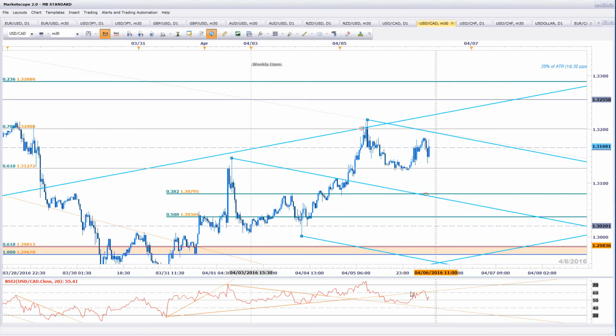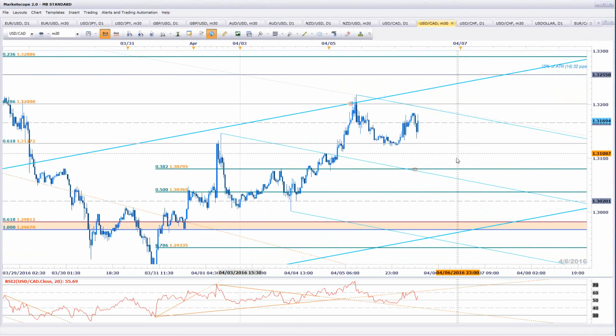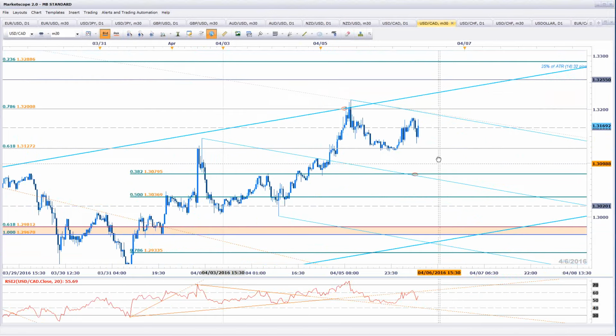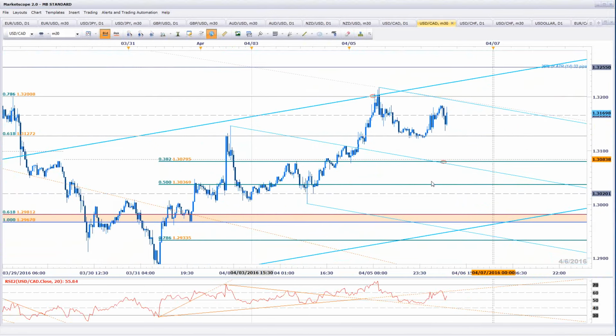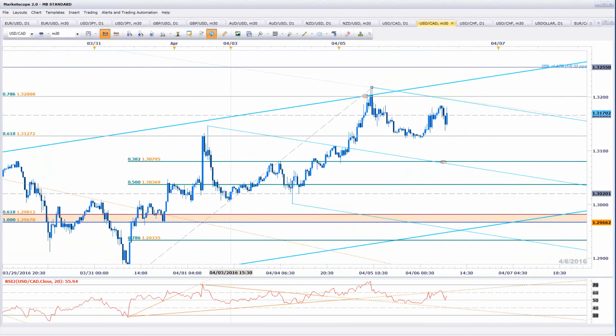Patience pays. So for the dollar CAD, you know, I don't really have anything appetizing for me right now. I do think you get a pullback to offer some long exposure. If you do, the levels are pretty clear here.